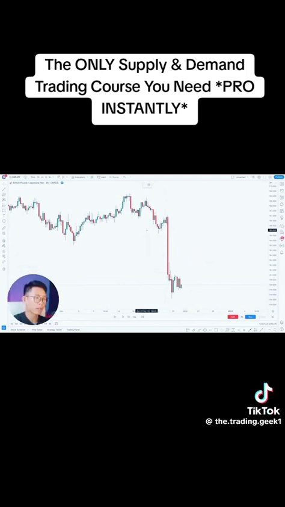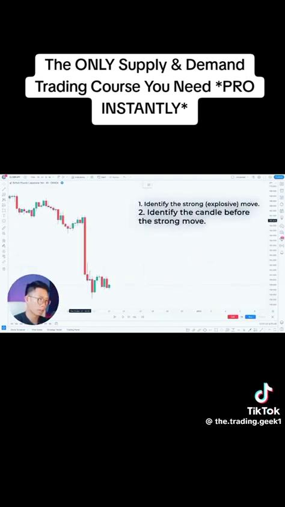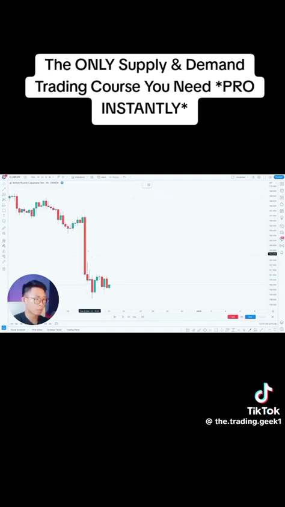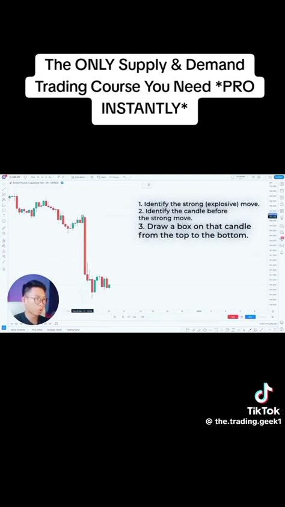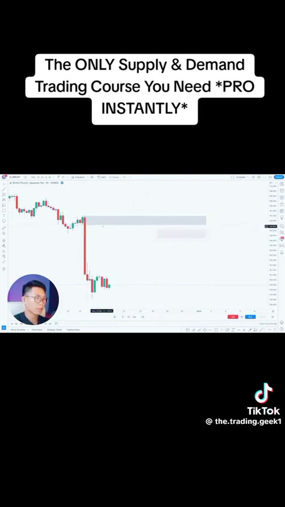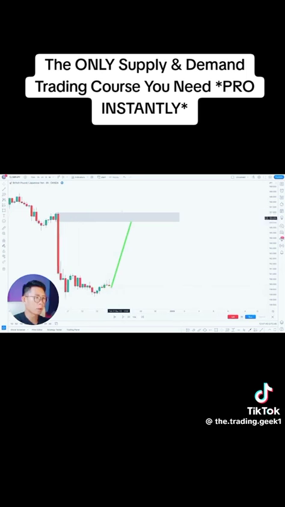Second step, identify the candle before the strong move. So this is the candle before the strong move. And then third step, draw a box of that candle from the top to the bottom like this. So there we have it. This is your supply zone. So we want to wait for price to eventually go back up to this area. Then that is when we can short it all the way down.